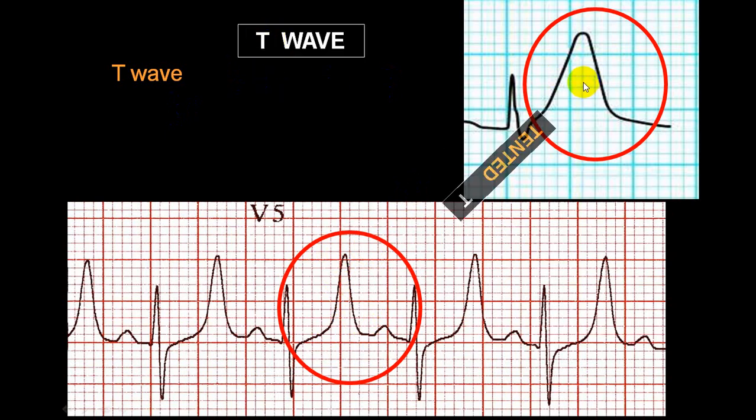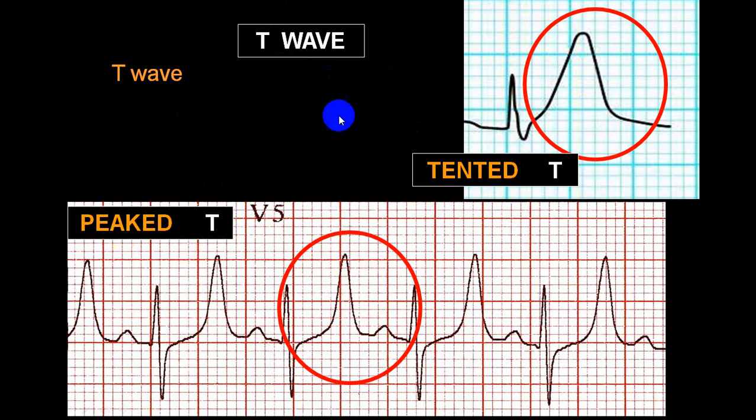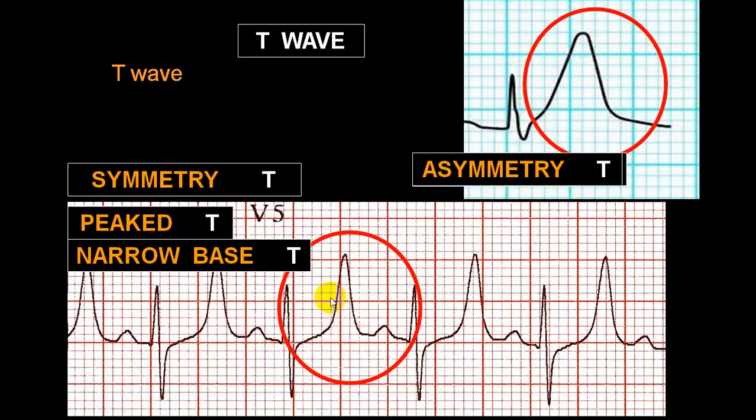Now this is in favor of a tented T wave. This is a peaked T wave. This is showing you a broad base. This is showing you a narrow base. This is asymmetrical because the first part is longer than the second part, so it is asymmetrical. While here both are almost identical, so we call it symmetrical. This is tall, this is also tall.